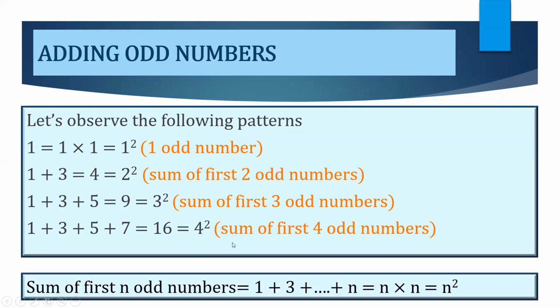So in short, in general, we can say that the sum of the first n odd numbers is equal to n square. If you add the first 10 odd numbers, then it will be the square of 10. If you add the first 9 odd numbers, then it will be the square of 9. So in general, the sum of the first n odd numbers, 1 plus 3 plus and so on till the number n, is n square.